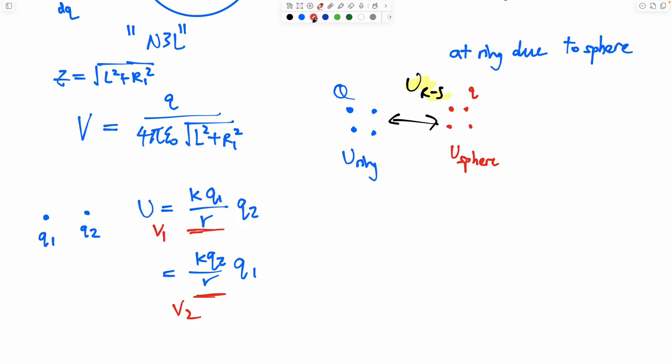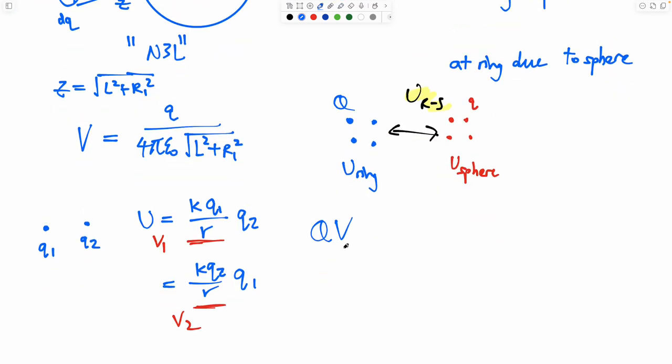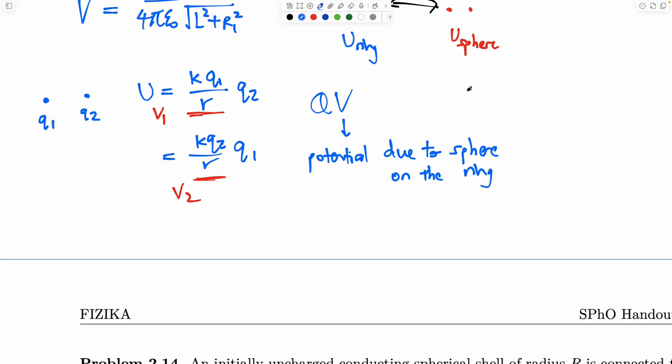So big Q and V is like saying potential due to sphere on the ring, whereas q U bar is like potential on sphere. Wait, sorry, potential due to ring on sphere. Okay, does that make sense?